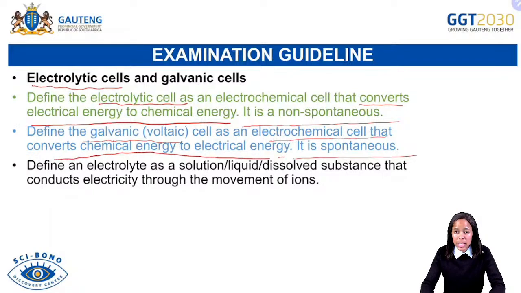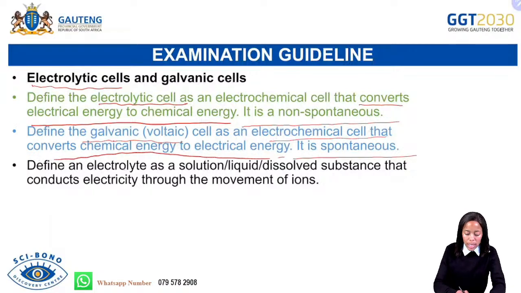The electrolytic cell converts electrical energy to chemical energy, but the galvanic cell converts chemical energy to electrical energy. And the difference again is that the galvanic cell is spontaneous, while the electrolytic cell is non-spontaneous.